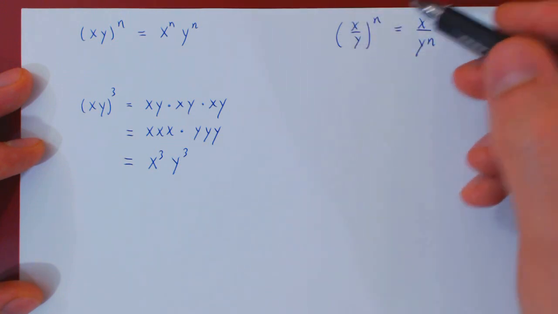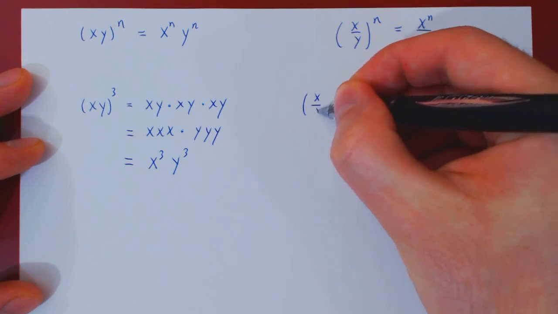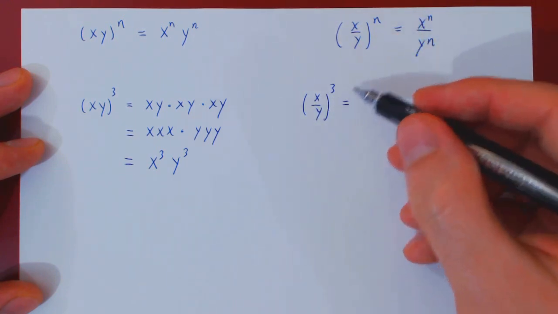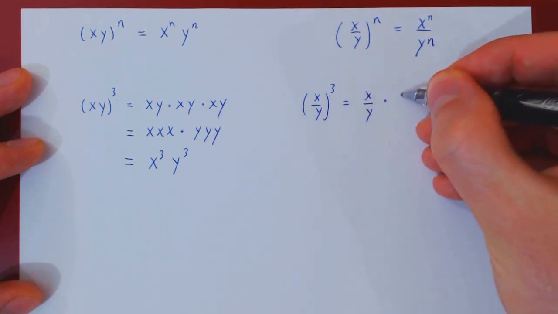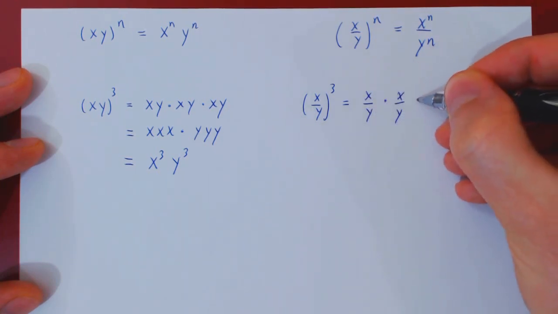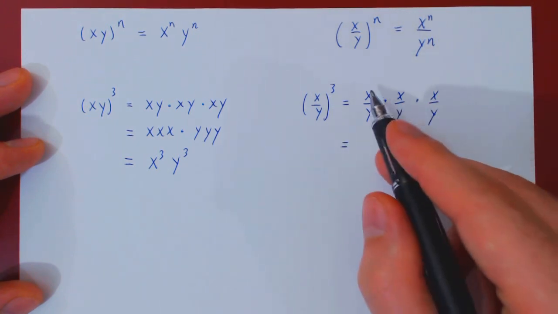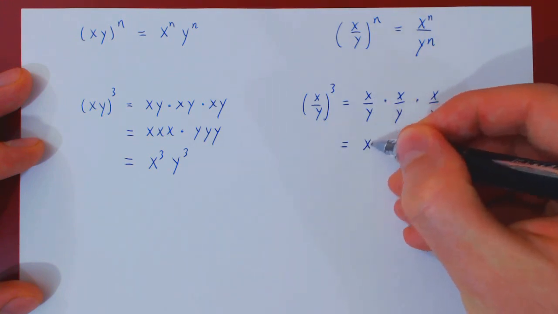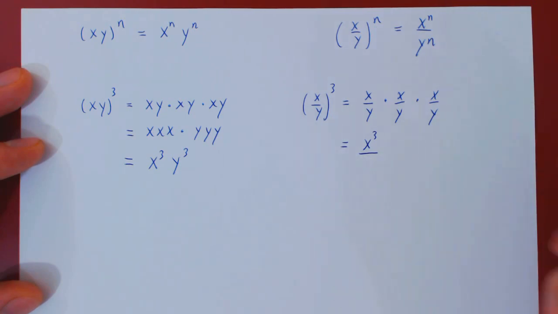Let's play the same game now with the quotient. So what if we had x over y cubed? And as we've said before, this is even simpler. This is x over y times x over y times x over y. So if we regroup on the numerator, we have x times itself 3 times. This is of course x cubed over y times itself 3 times, y cubed.